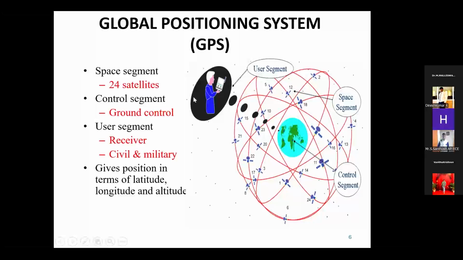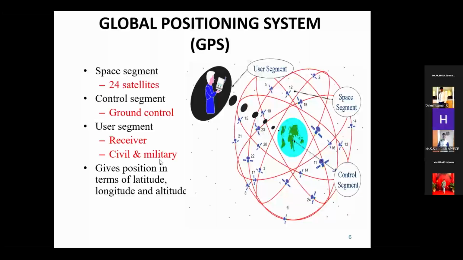Right? Then we have the second segment called the control segment. It is the ground control, which is located on the earth. Then the last of the GPS is the user segment. It is what the user carries, like our mobile phone, right? Generally, GPS is divided into two kinds of application. One is civil, another is military. The difference between these two is technically the same in operation. The only thing is military GPS has a more precise measurement.